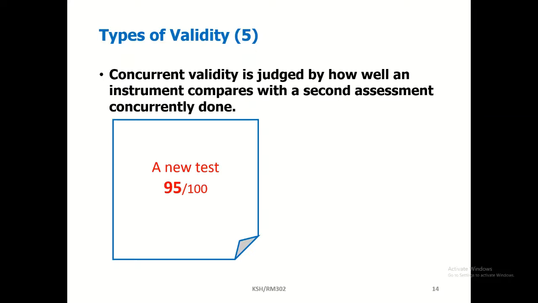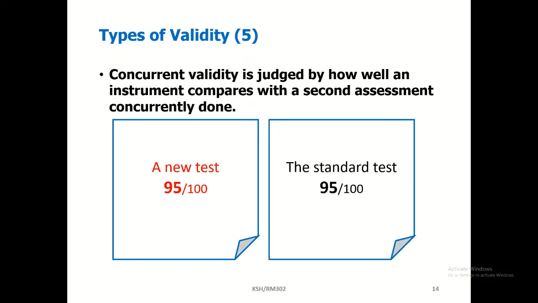After a short enough interval, we administered to the same students a standard test, which had been found to be valid. And the average score is around 95. Because the standard test is valid, and because our new test also yielded similar results, we can conclude that the new test is as valid as the standard one. Simply put, these two tests are valid at the same time, concurrent validity.